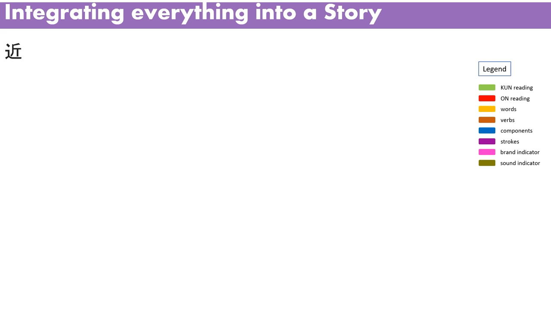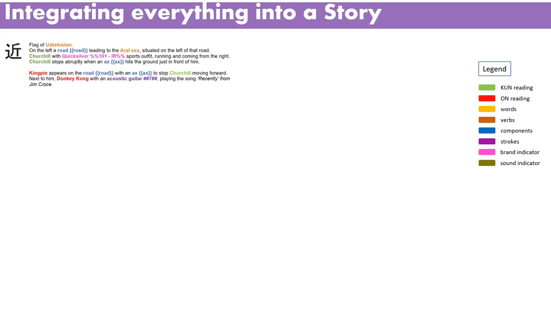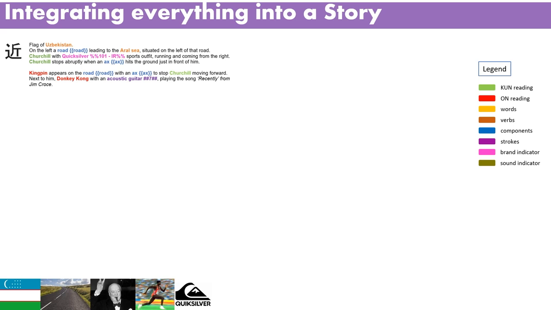So the action takes place in Uzbekistan. Flags are floating in the air. On the left, a road leading to the Aral Sea, with very little water left and very old rusty boats on the sand. Coming from the right side of the scene, Winston Churchill is running with Quicksilver sports outfits. Churchill stops abruptly when an axe hits the ground just in front of him.